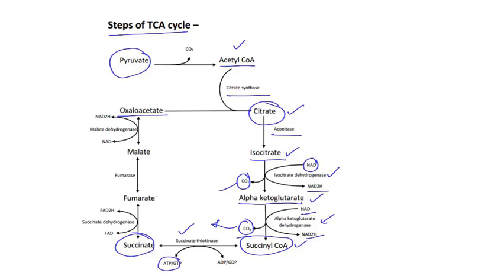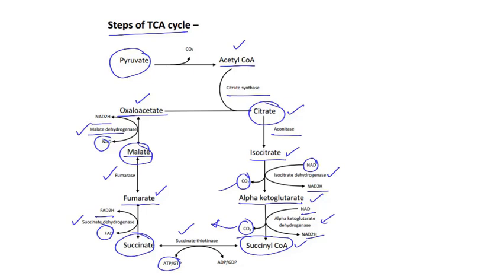Next, this succinate produces fumarate with the presence of succinate dehydrogenase, and here one FAD molecule is reduced. Then this fumarate produces malate with the presence of the fumarase enzyme. This malate produces oxaloacetate. Here the malate dehydrogenase enzyme acts and one molecule of NAD is reduced.